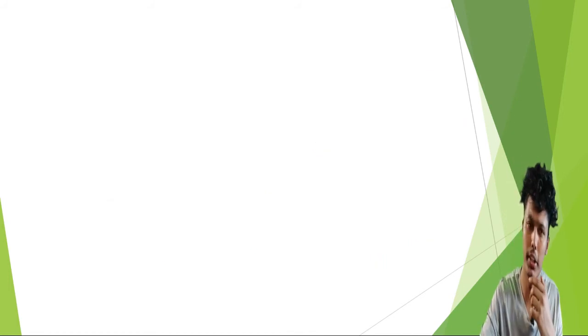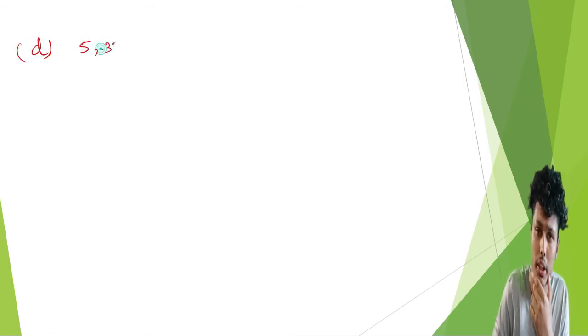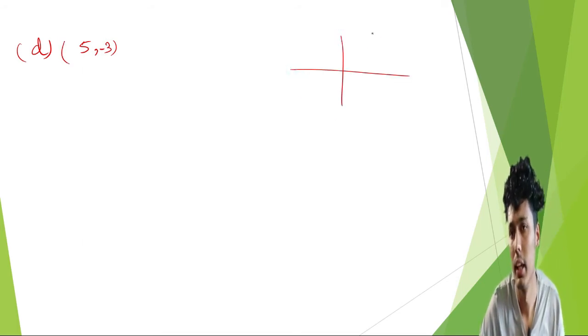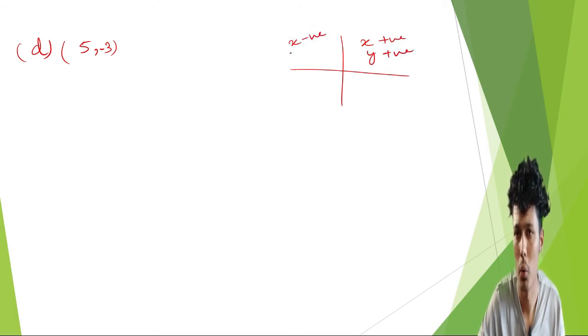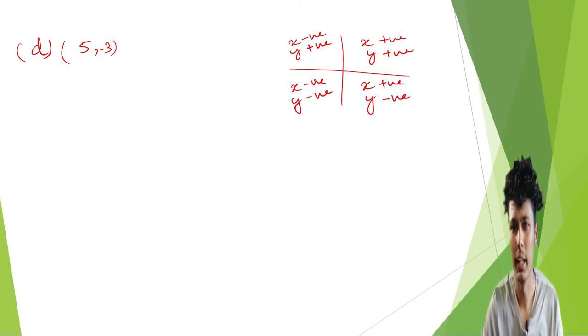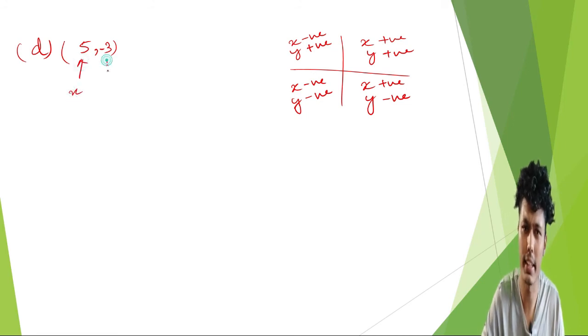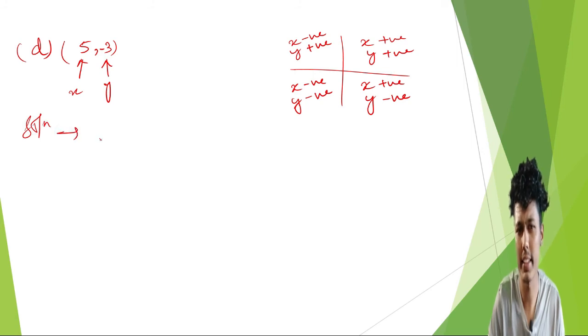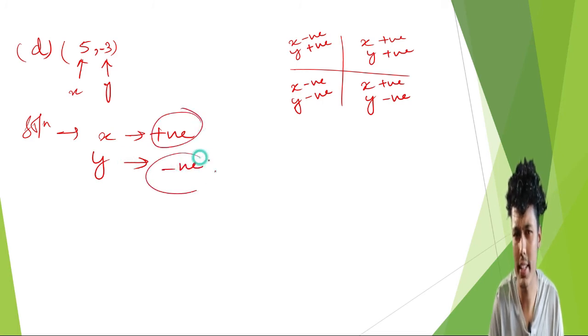Okay, let me do one more question so that it will be easy for you. Let me do part D, which is (5, -3). In the graph, here x is positive and y is positive. Here x is negative, y is positive. Here x is negative and y is also negative, and here x is positive and y is negative. Now here x is positive and y is negative, so find out where it is.